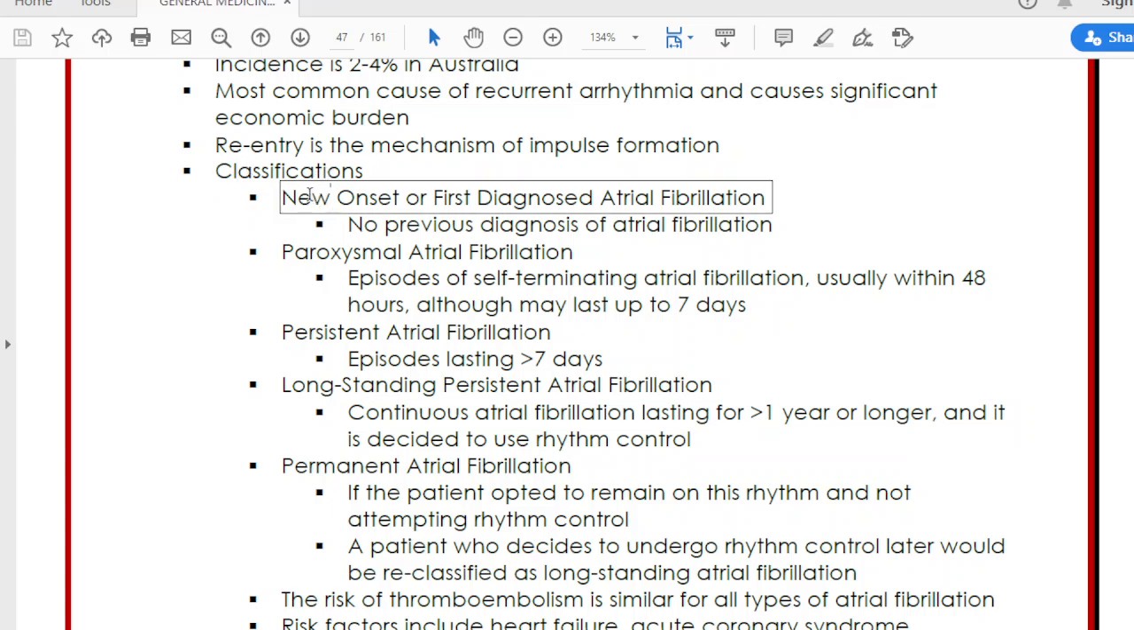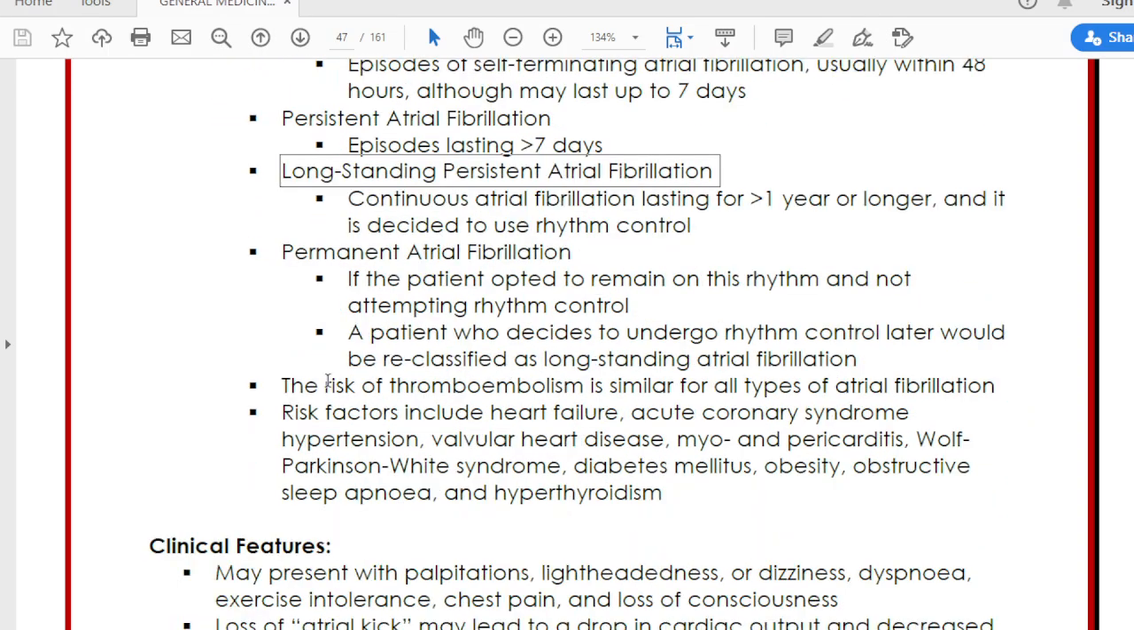New onset or first diagnosed atrial fibrillation: no previous diagnosis of atrial fibrillation. Paroxysmal atrial fibrillation: episodes of self-terminating atrial fibrillation, usually within 48 hours, although may last up to 7 days. Persistent atrial fibrillation: episodes lasting greater than 7 days. Long-standing persistent atrial fibrillation: continuous atrial fibrillation lasting for greater than 1 year or longer, and it is decided to use rhythm control. Permanent atrial fibrillation.